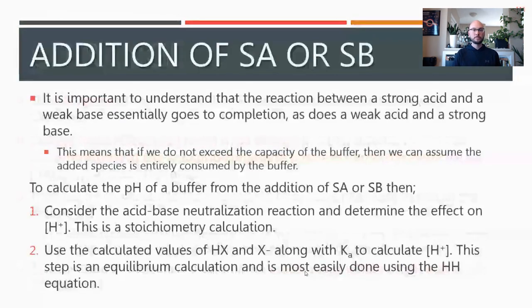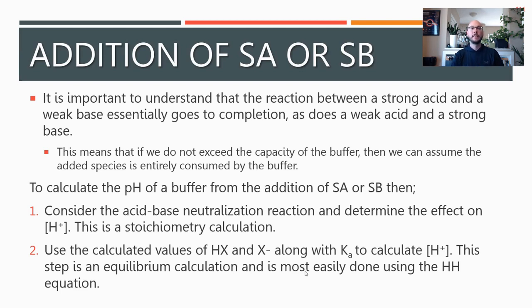Okay. It's important to understand that the reaction between a strong acid and a weak base essentially goes to completion, as does a weak acid and a strong base. This means that if we do not exceed the capacity of the buffer, then we can assume the added species is entirely consumed by the buffer. What this means is when we add in a strong acid or a strong base, the strong acid or strong base puts all of its money on the table and gets used up by the buffer, as long as you don't exceed the number of ions available.